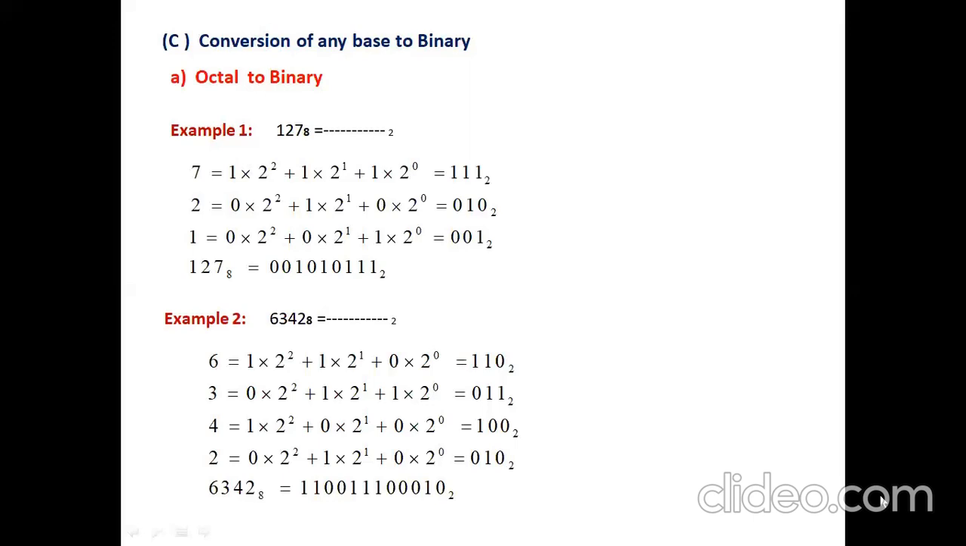So for octal we need to go for 4 2 1 notation because the maximum number for octal is 7. 0 to 7. 4 2 1 is the highest. 7 is the highest number. So 4 2 1 means we get 111.